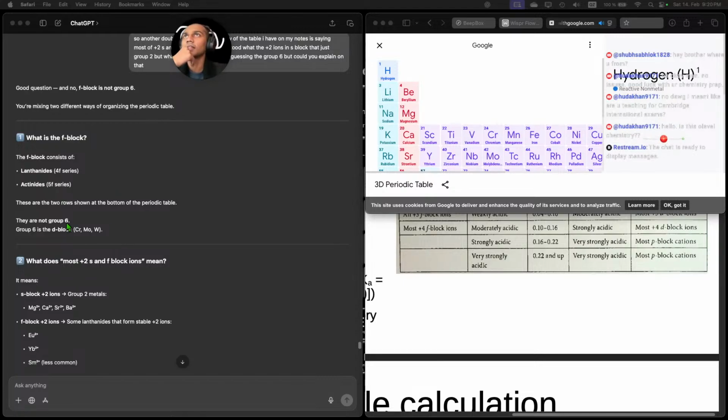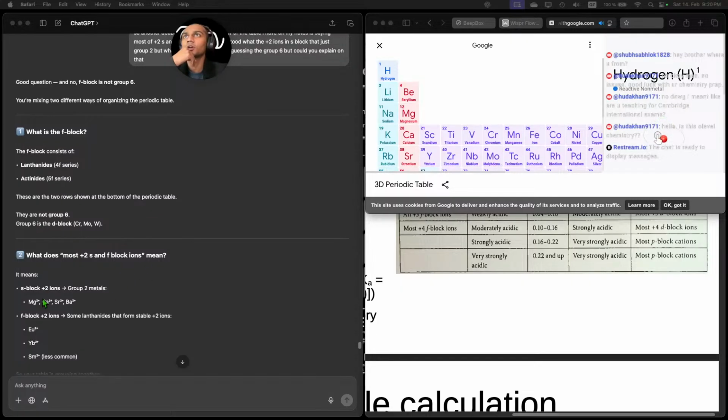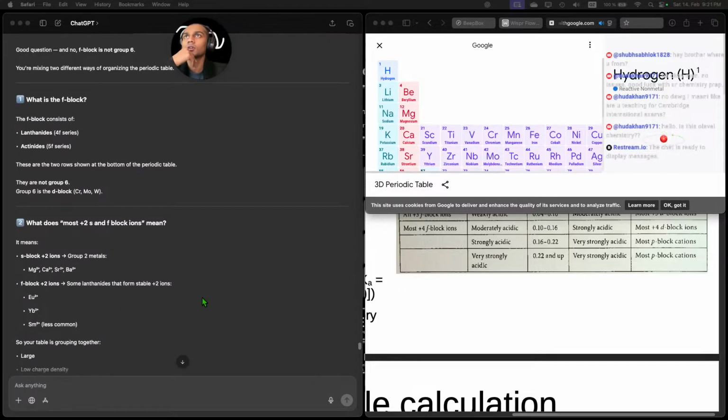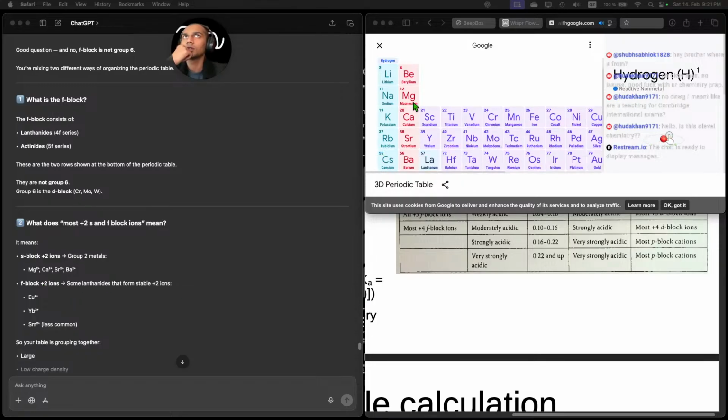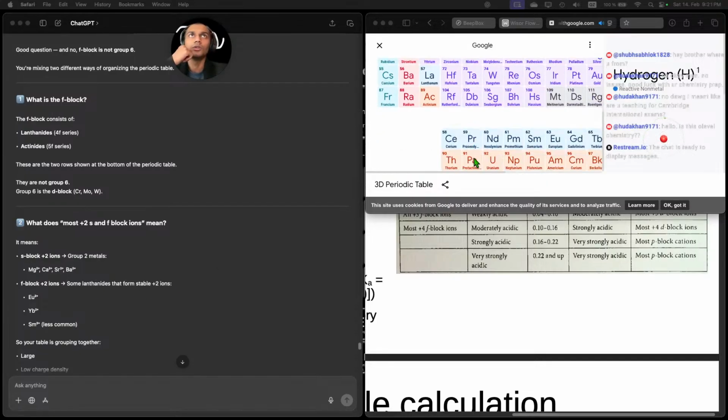F block consists of lanthanides and actinides. There are two rows shown on the bottom of the periodic table. They're not group six. Group six is the D block. Okay, what does plus two mean? S block and +2 F block. Group two metals: magnesium, calcium. Okay, F block +2 ions. Some lanthanides form stable +2 ions. Europium. That's here.